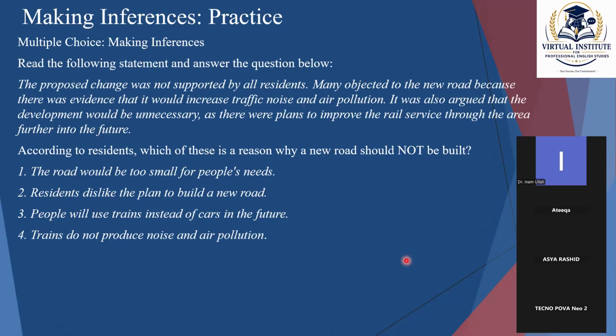The question is that out of this paragraph, you have to infer which of the options is correct, right? The question is which of these is the reason why a new road should not be built. So there are four reasons. According to this passage, which of these options is correct? Have you understood it now? Yes, sir. Okay. So which of these options is correct?